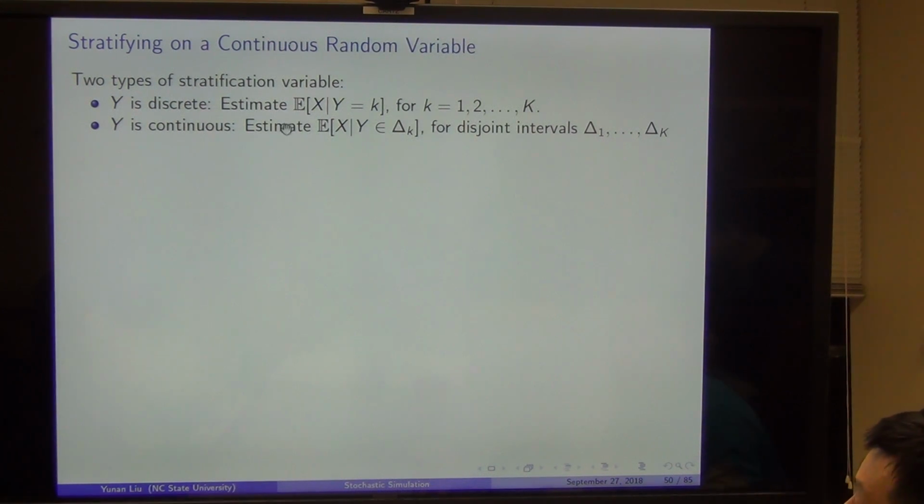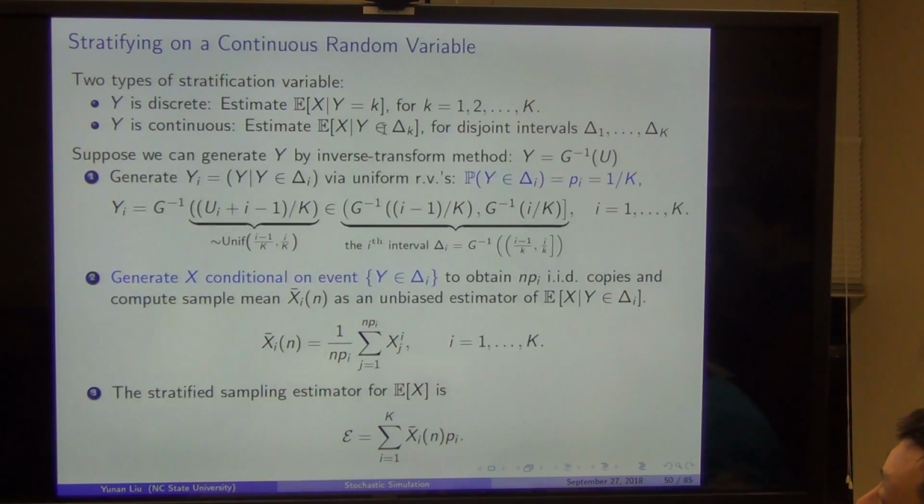When y is continuous, all you need to do is to have a finite number of cases. Each case is classified by letting y fall into a small interval. So delta k can be an interval from A to B, for instance. Suppose we can generate y by the inverse transform method. So let's say y is a continuous distribution, so we can do inverse transform using a uniform seed.